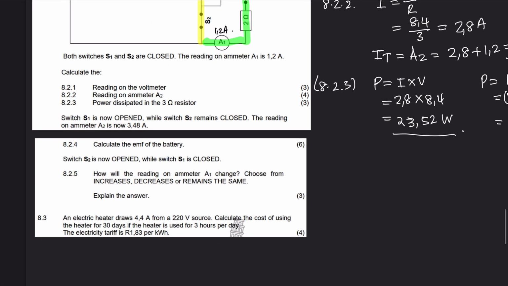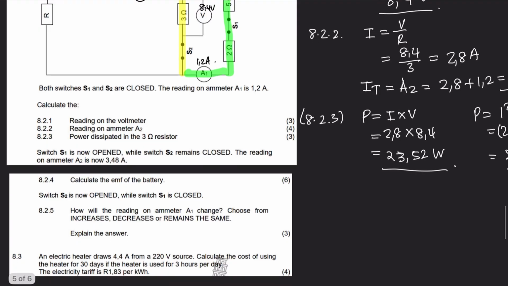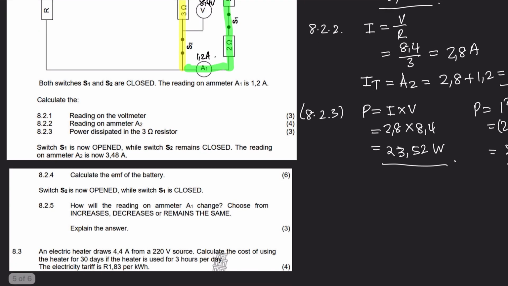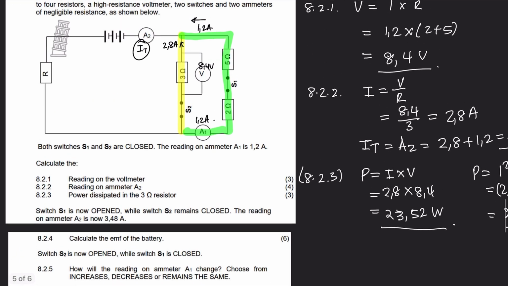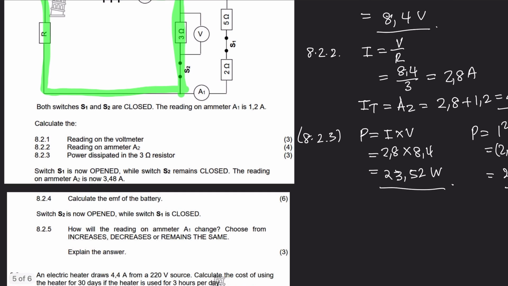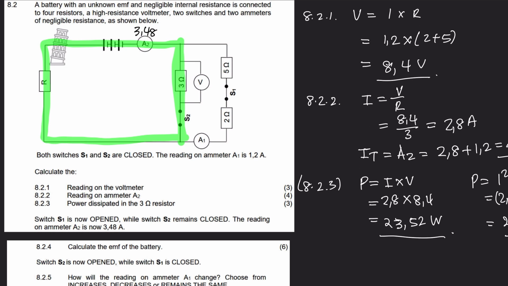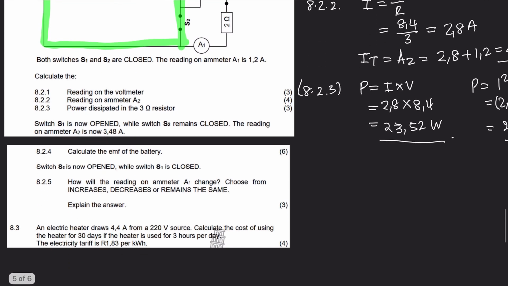Okay, next one. Switch S1 is now opened while switch S2 remains closed. The reading on the ammeter A2 is now 3.48 amperes. Okay, so let's clear this out. S1 is opened, S2 is closed. So this is now our circuit. And the current, they tell us the current is 3.48. Calculate the EMF of the battery.